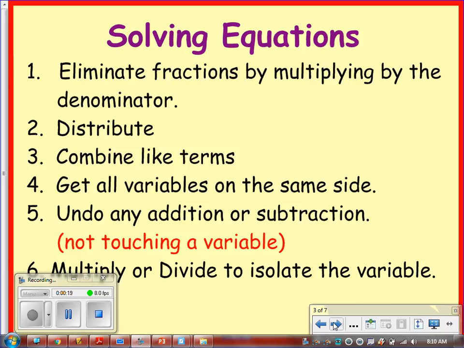Here are your steps again. First thing we're going to do is eliminate the fraction by multiplying by the denominator, or the least common multiple. Second is to distribute. Third, combine any like terms on the left-hand or right-hand side. Fourth, get all your variables on the same side by doing the opposite operation to move them around. Fifth, undo any addition or subtraction that is not touching a variable. And sixth, multiply or divide to isolate the variable.